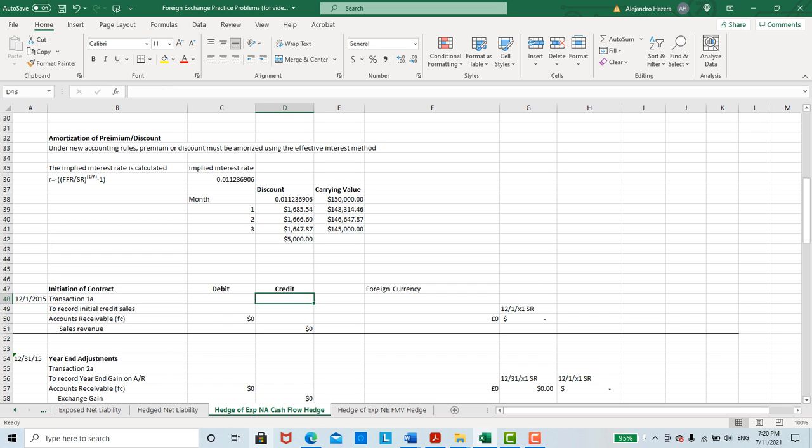Okay, so the first thing you do is they sell a bunch of teapots to a British firm. Okay, it's foreign currency. Now this is going to be exactly like in the other examples.